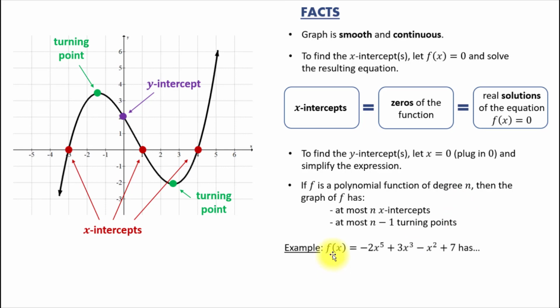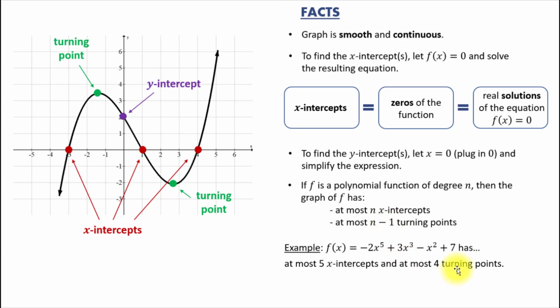For example, function f of x equals negative 2x to the 5th power plus 3x cubed minus x squared plus 7 has, think how many x-intercepts and turning points. Well, it has at most 5 x-intercepts because 5 is the highest power of x. At most 5 means that it can have 5 x-intercepts, 4, 3, or less. Up to 5, in other words. And at most 4 turning points, n minus 1, right? So you take the highest power, subtract 1, and that's the maximum number of the turning points that the graph can have.